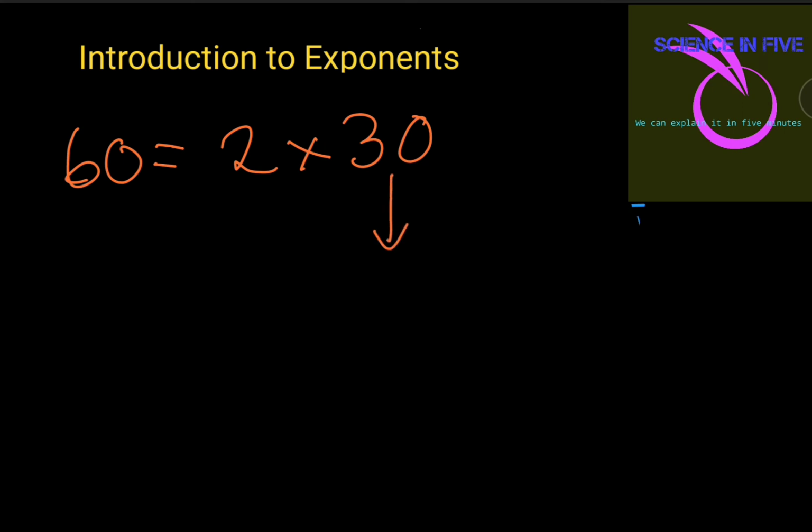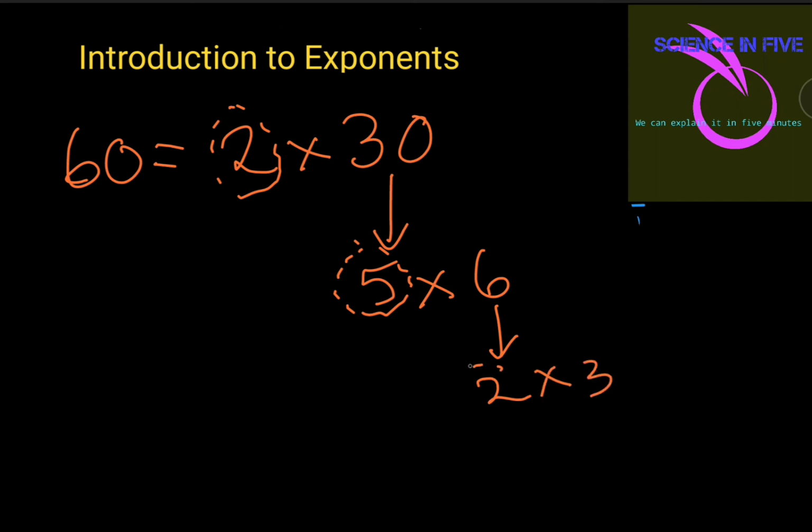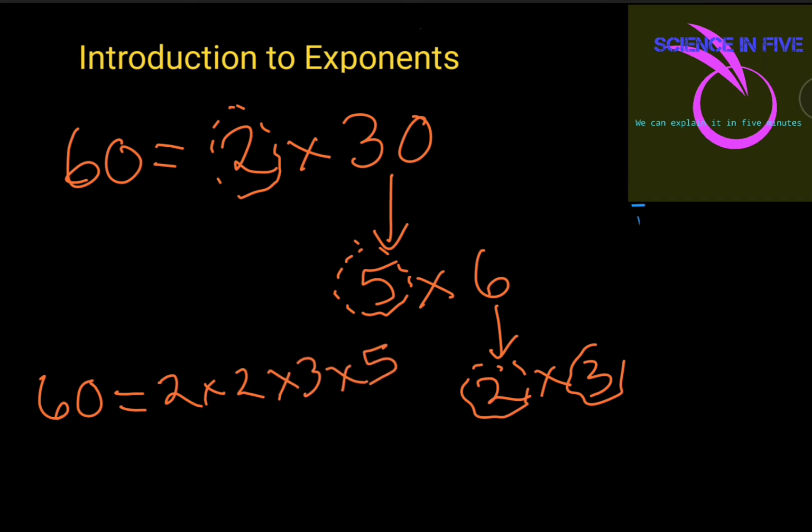30 is 5 times 6. I can see again that the 5, like the 2, is a prime number. I need to deal with the 6. What are the factors of 6? It's 2 and 3. So now I can write 60 as a product of its prime factors: 2 times 2 times 3 times 5. But those 2's are multiplying themselves repeatedly, so I can square them, then multiply by 3 and 5 like that.